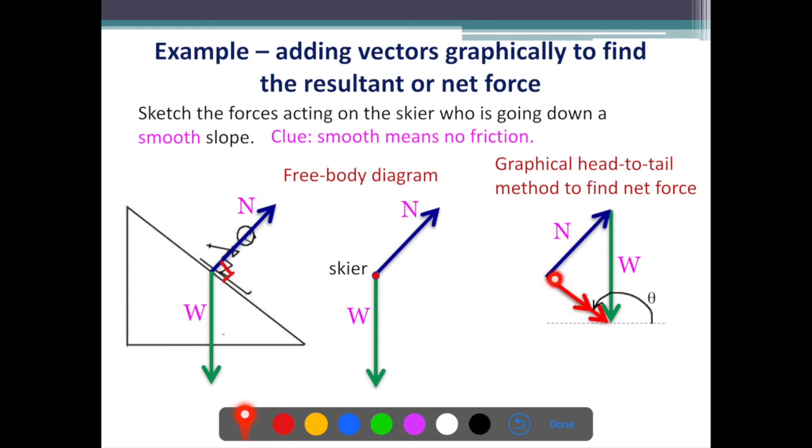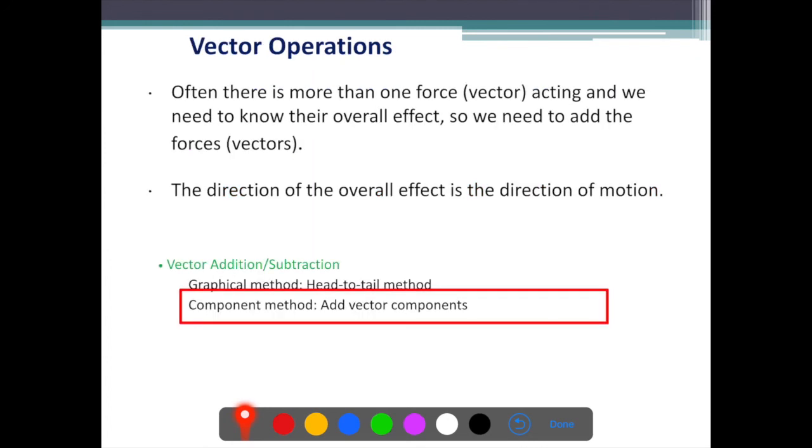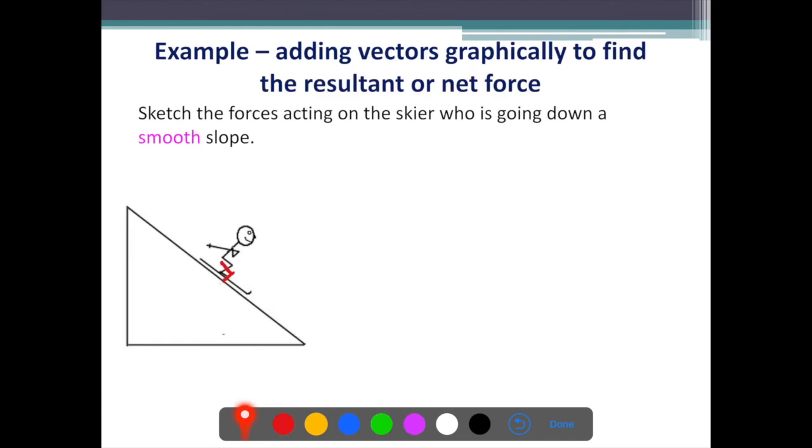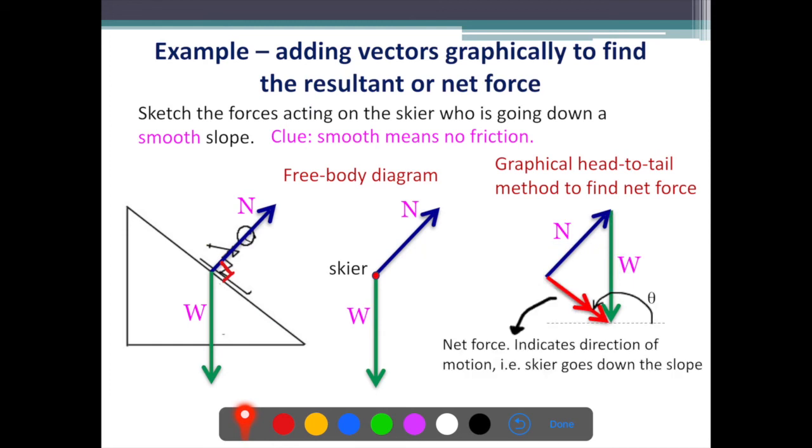Okay, so why did we want to find this resultant or net force? This net or resultant force indicates the direction of motion where the skier is going. And so notice how this resultant or net force is directed this way, and so the skier goes down the slope in this direction.